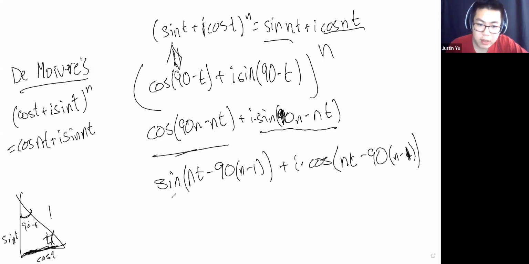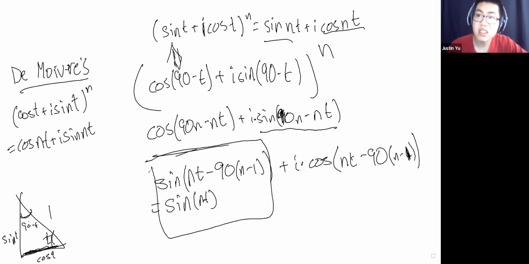So what do we want? We want sine of nt to equal sine of nt minus that. So let's take a look at this and this only. When is this true for every possible t that we can imagine? When 90n plus 90 is 0. So n has to be equal to 1. I should specify. When is this true in the general case?